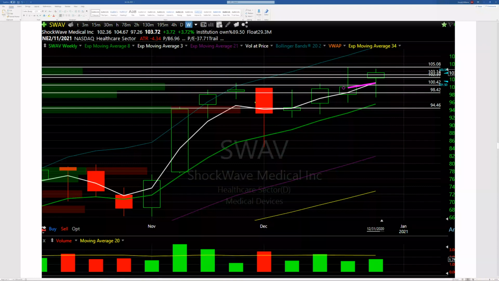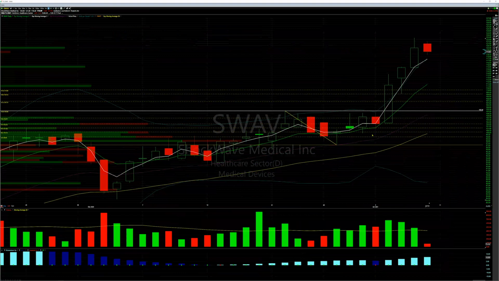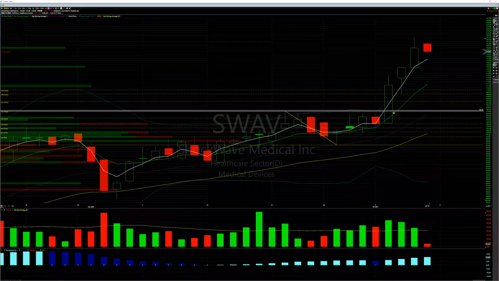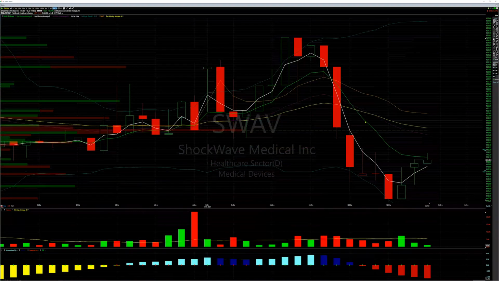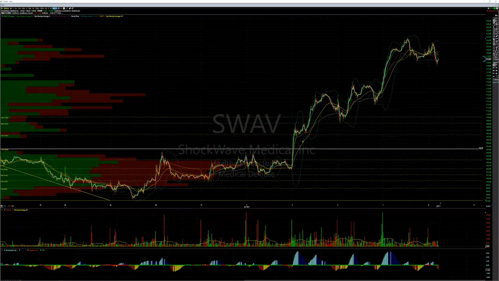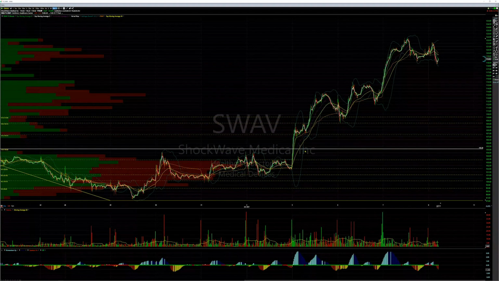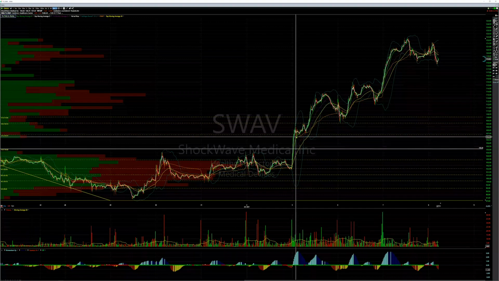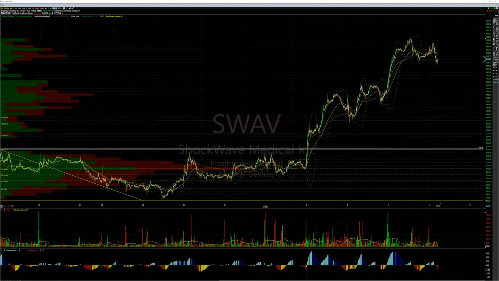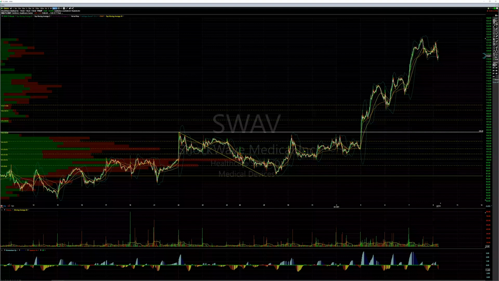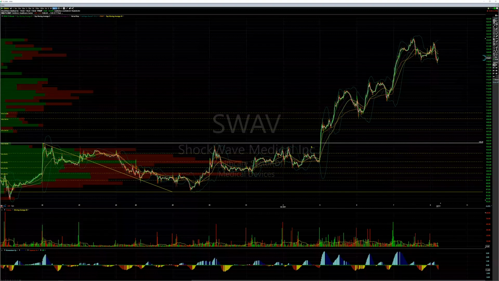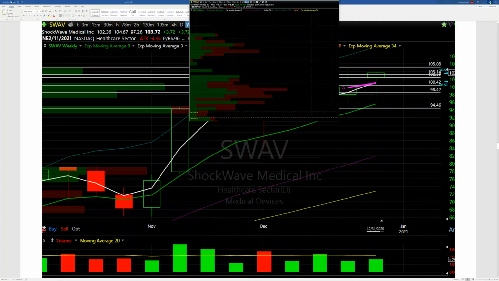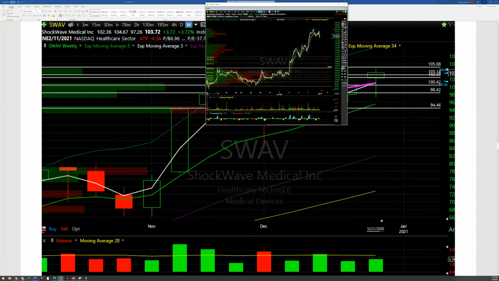So on Shockwave Medical, I bought the 8 EMA right here on Monday, but then I actually just bought this breakout. I didn't even wait for a retest. I don't even know if it retested. But the reason that I did is because there was nothing above. So you see how it didn't come all the way back in on it, right? It came back a little bit, but it didn't come all the way back in on Shockwave. And the reason is because there's nobody above us at this point. Zero. Nobody's selling into it, right? All you have is profit takers.